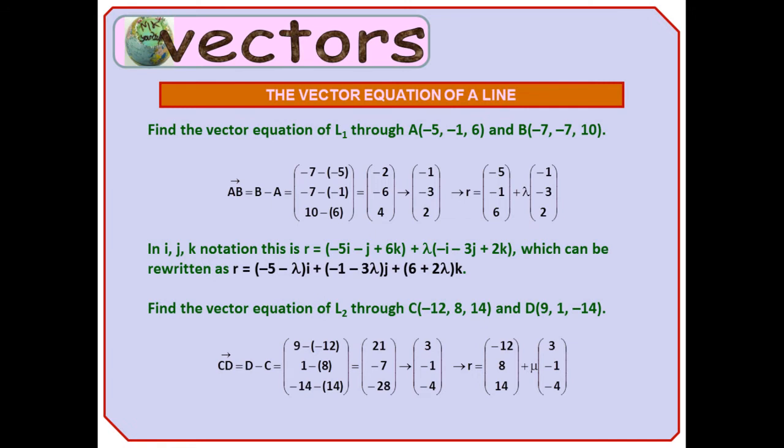Find the vector equation of L1 through A (-5, -1, 6) and B (-7, -7, 10). So we need the direction of the line from a to b, which is b take a, which after removing the common factor of 2 gives us (-1, -3, 2). And we are then free to choose any point on the line for a, so why not choose A? In IJK notation, this is r = -5i - j + 6k + λ(-i - 3j + 2k), which can be rewritten as r = (-5 - λ)i + (-1 - 3λ)j + (6 + 2λ)k. And I've done the same thing for the next question.